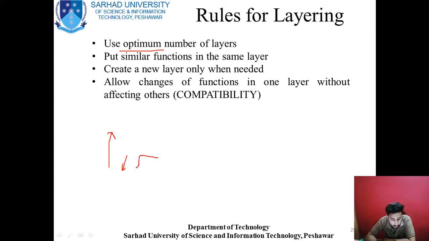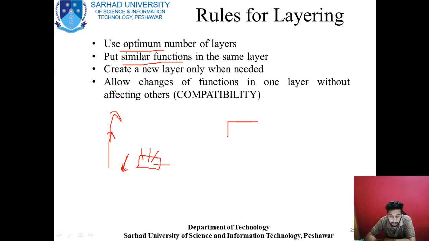When you merge many functions and many protocols in a single body or single entity, you are making it more complex. So the quantity of layers should not be very high, and it should not be that low as well. And another rule of this layering is that you have to put similar functions together.